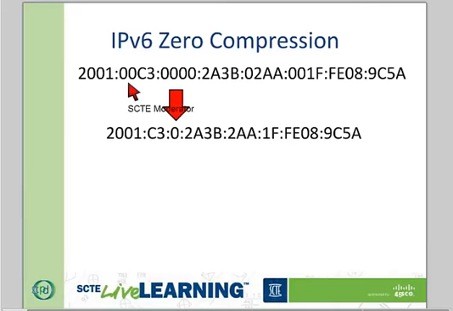You have 2 rules that apply. The first rule is you can drop leading zeros, up to 3. So these 2 can be dropped, and you can compress using a double colon. From left to right is typical. We don't really double colon to the right and then back. But you can only use 1 double colon.